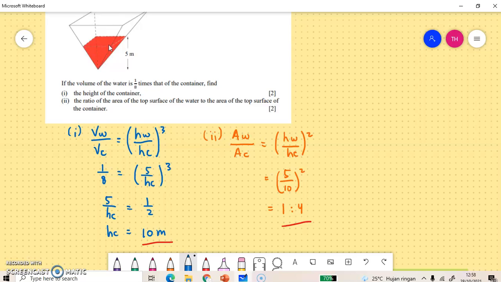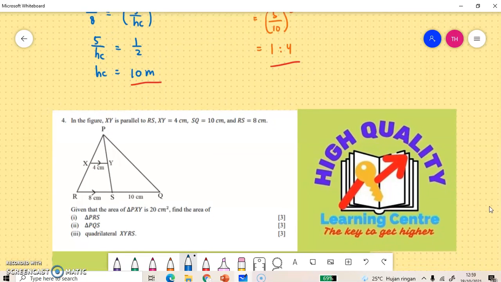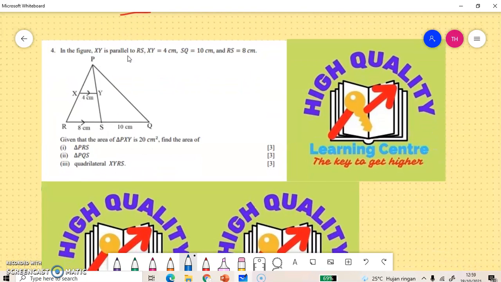Okay, next, the ratio of the area of the top surface of the water to the area of the top surface of the container. Here we use the formula. Don't forget, this is cube and this is square, area square. The height of water and the height of container, 5 and 10. Okay, and then we get here, so the ratio is 1/4.